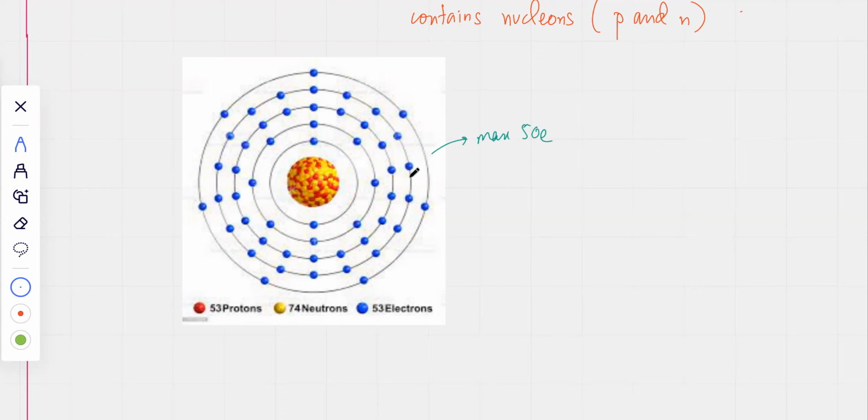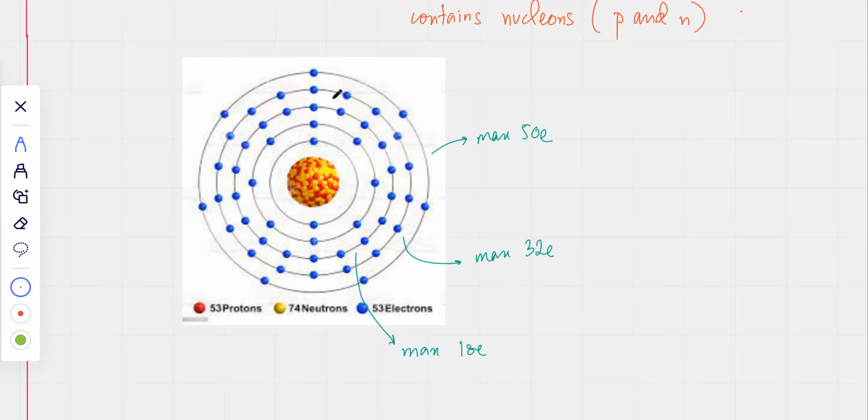Shell number 4 can accommodate a maximum of 32 electrons. Shell number 3 over here, I think, is a complete shell. You can count shell number 3, so that is probably 18 electrons.